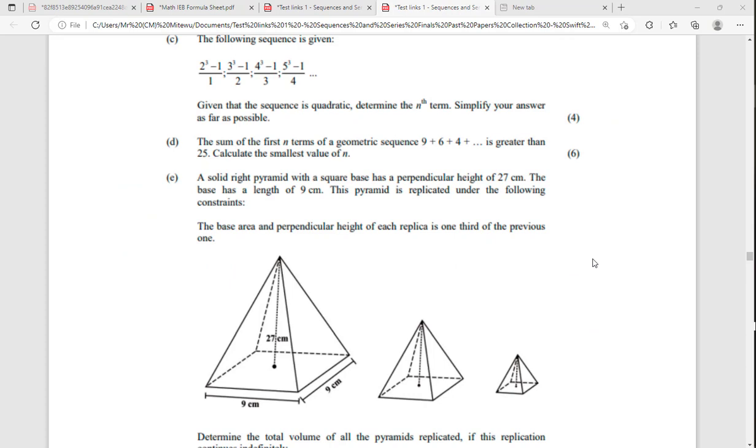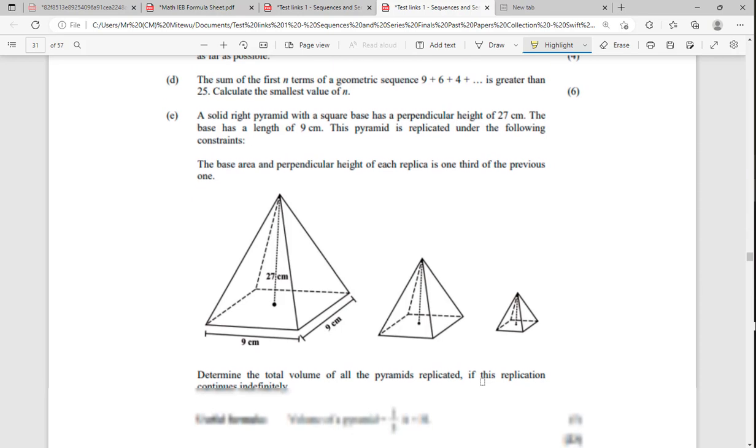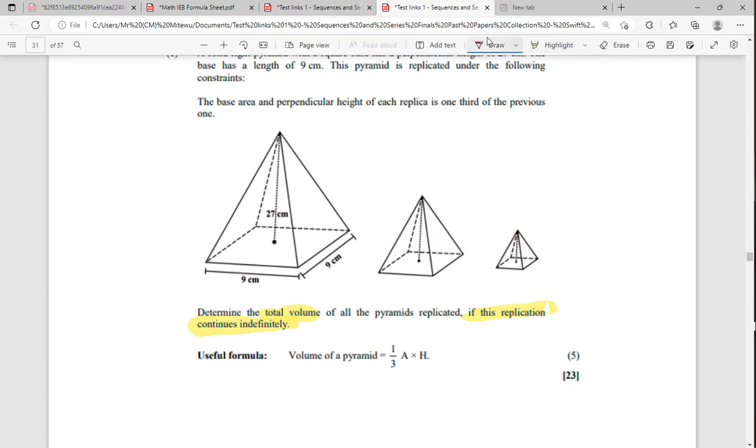Now here we're not told that we're dealing with a geometric series, a sum to infinity type question, but the clue is in the phrase: if this replication continues indefinitely. So determine the total volume of all the pyramids replicated if the replication continues indefinitely. Usually if you're adding numbers, the total is going to keep on getting bigger. Let's say I reach a number in the billions, then I could always add 1 to that number, and it would become bigger, a completely different number.